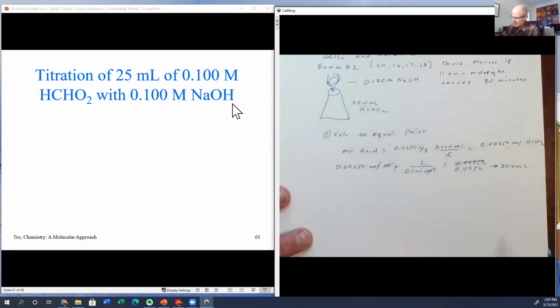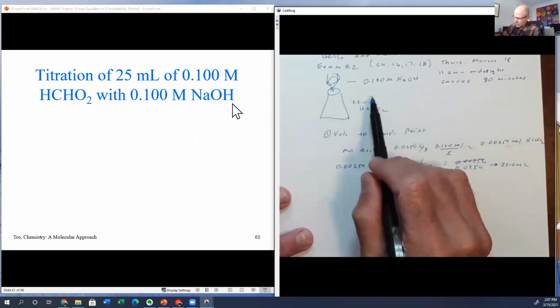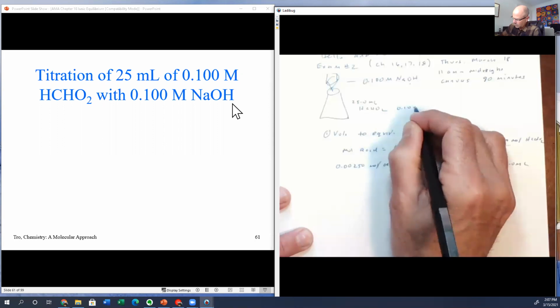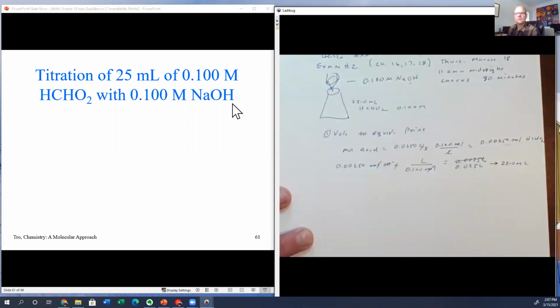And that makes sense because the concentration of this is the same as the concentration of this, right? Which is also 0.100 molar, all right? So it takes the same volume because it takes the same volume to get the same moles. Yeah, this is the same problem from the video. We're just going to go over it one more time. Make sure you got everything, okay?